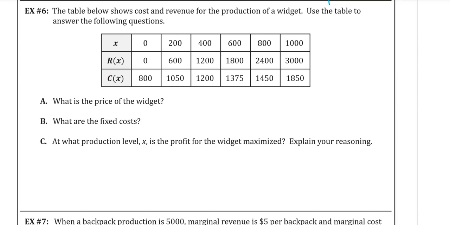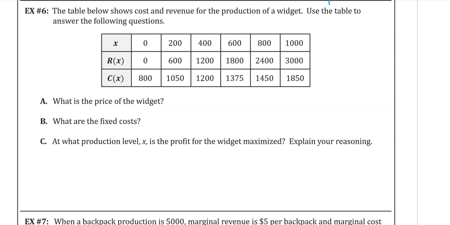This is part 3 of Unit 4, Lesson 3's videos on related rates and context of other topics other than motion. So we have a series of examples to do in this last video to finish up our notes. Example 6 begins by showing us a table that represents the cost and revenue for the production of a widget, and we're to use the table to answer the following questions.